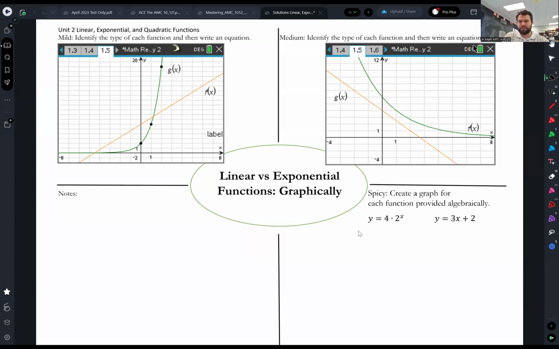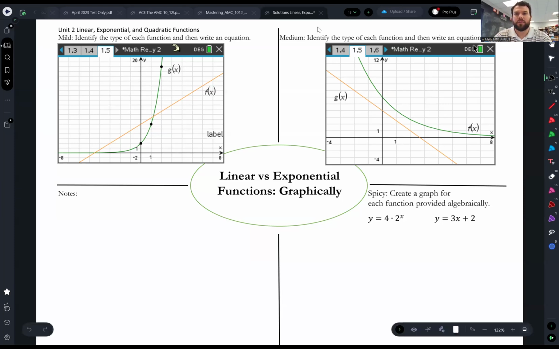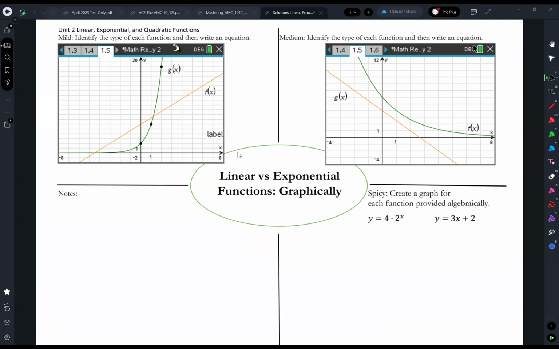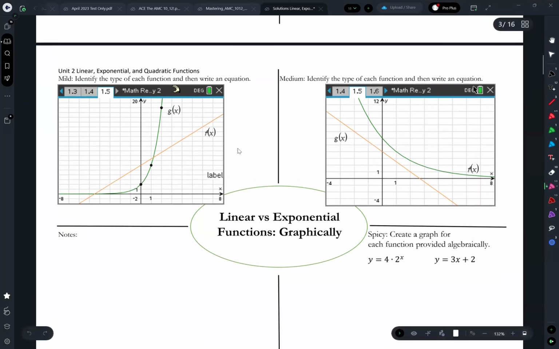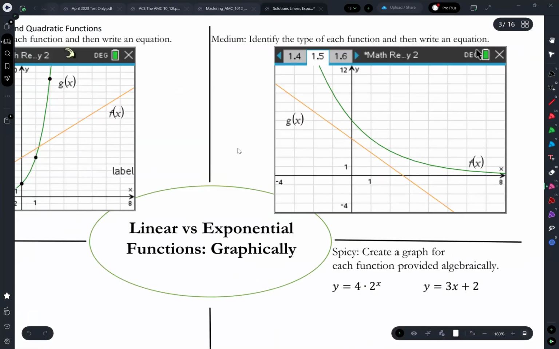Okay, I'm doing a few more problems to help y'all get ready for the unit test on linear, exponential, and quadratic functions. So I'm turning the video off and focusing on this work. So starting with linear functions graphically, I'm going to just work with the medium ones.